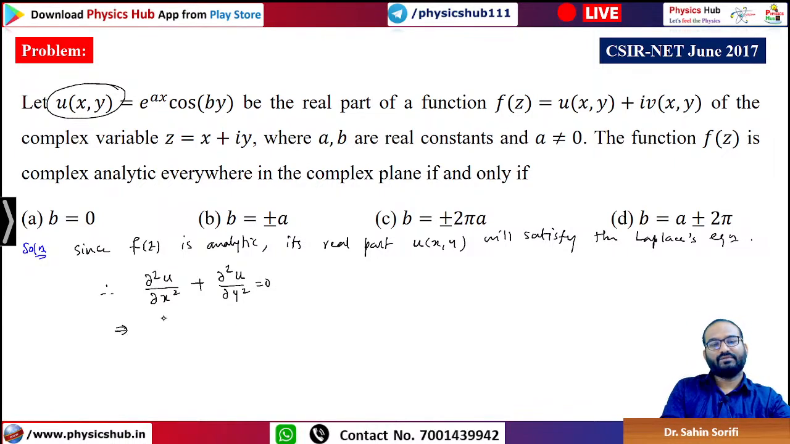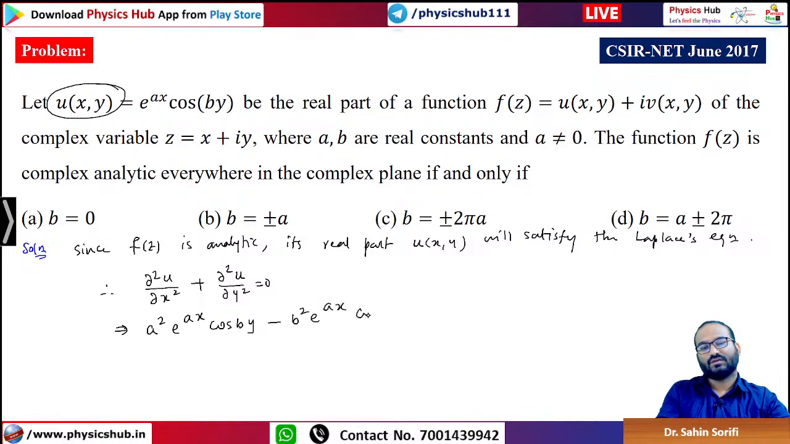So let's take the double derivative with respect to x. So e to the power ax makes this calculation very easy. So a square e to the power ax cos by. And del square u by del y square: the first derivative will be minus b sin by e to the power ax, then minus b square cos by.